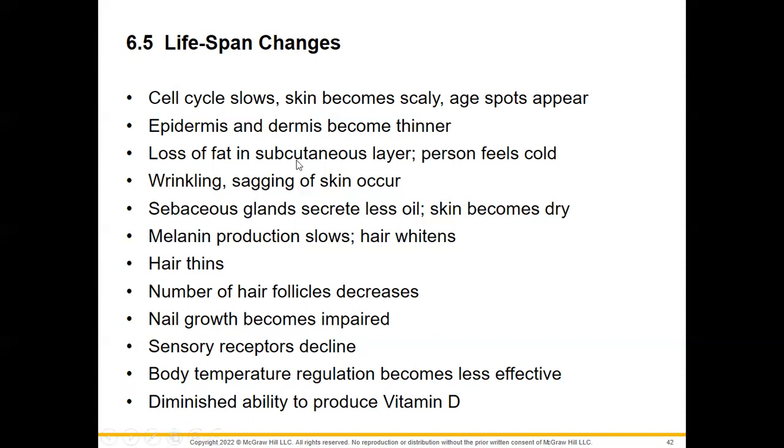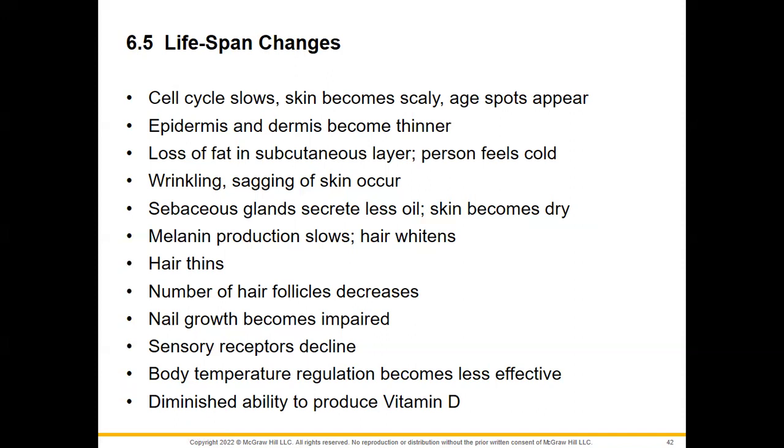You start to lose fat from that subcutaneous layer. So now your skin is not as plump, and that can also lead to more wrinkles. It will also lead to a person feeling more cold because they don't have that layer of insulation. So sometimes you'll talk to elders, and your elders are always cold. And part of that reason is because they've lost so much of that subcutaneous layer due to aging. Again, the thinning of the dermis and the epidermis and the loss of the subcutaneous layer will all lead to wrinkling and sagging of the skin because it's not as tight.